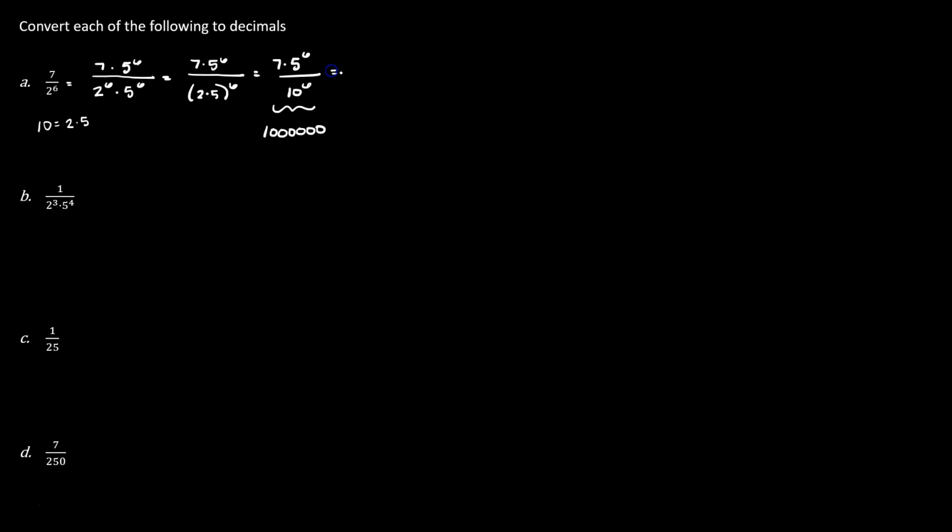Going on, we need to multiply out our numerator. 7 times 5 to the 6th power becomes 109,375, and that is over 10 to the 6th power. We'll write our numerator in expanded form. 1 is in the 100,000ths place value. That is the 10 to the 5th power place value.